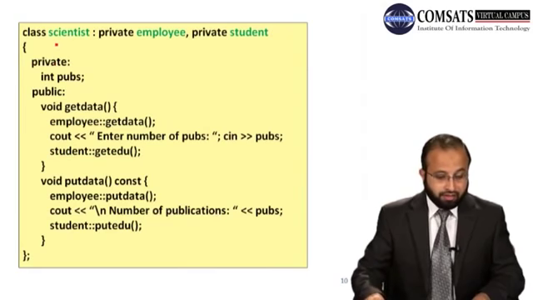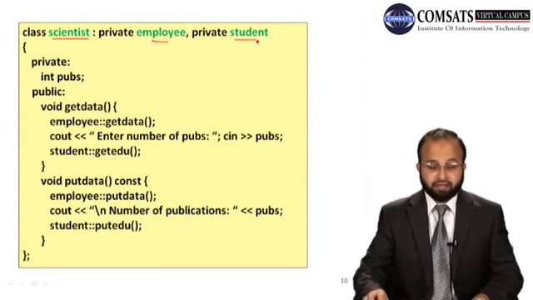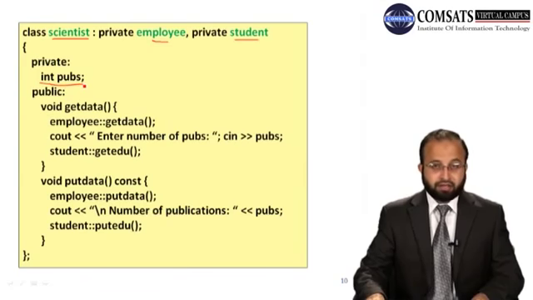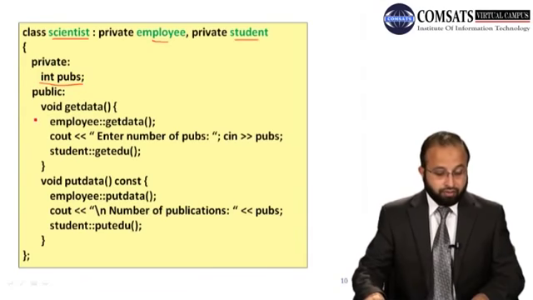Now this is a scientist class. It has private data members inherited from the employee class and student class, and the type of inheritance here is private. Here we are doing the same thing. The only private data member of a scientist is the publication. So we are doing the same thing.